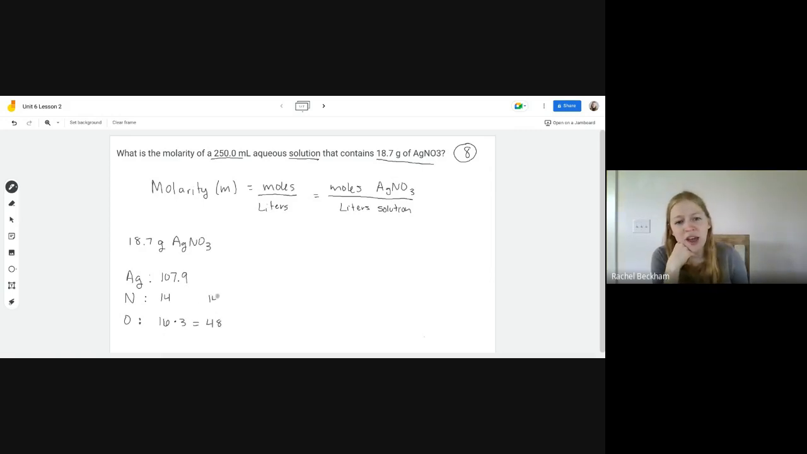And now we just need to add all of these together. So 107.9 plus 14 plus 48. And I am getting 169.9. This tells me how many grams are in 1 mole.